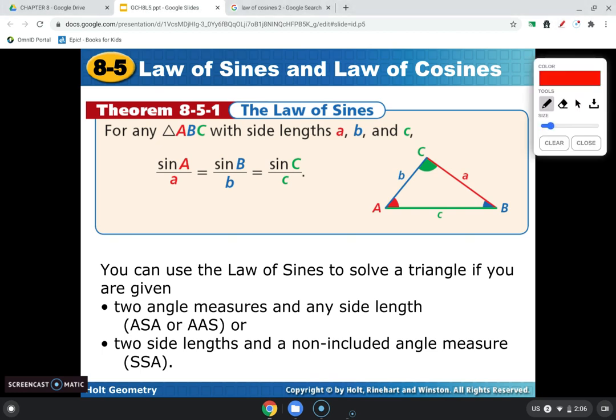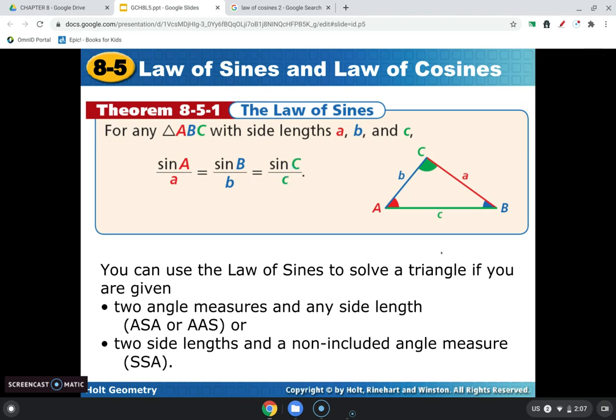Now, you can obviously only do two of these at a time, so a lot of times you'll just see the law of sines written like that, and it doesn't matter how you set it up, if you do sine A over a or a over sine A. Just be consistent in how you set it up.